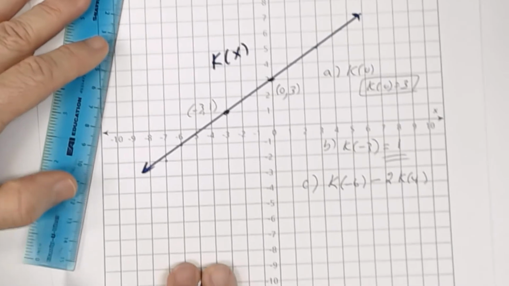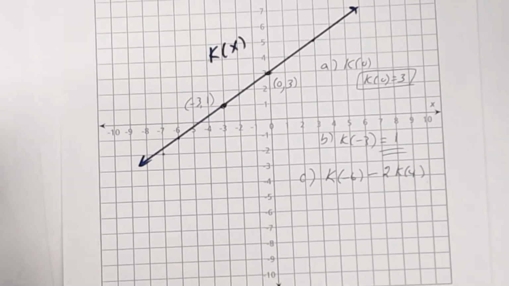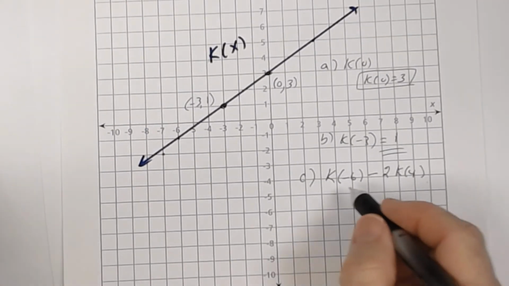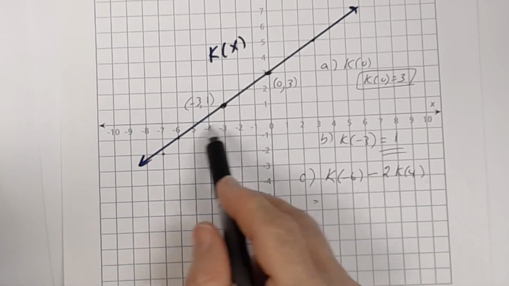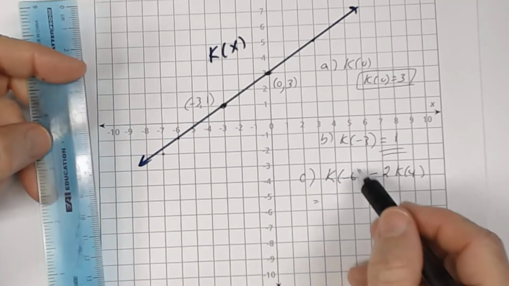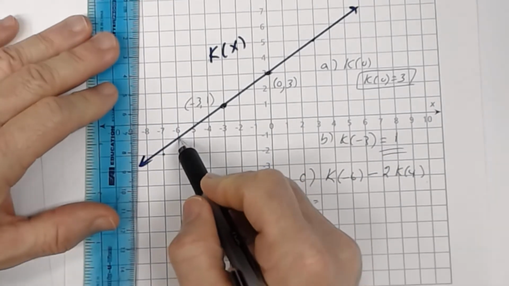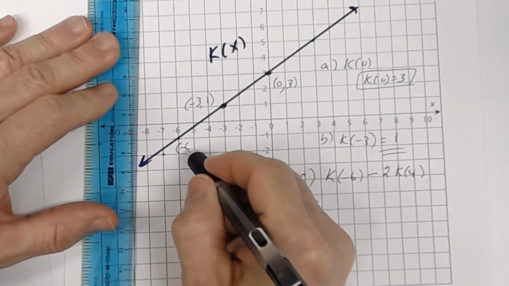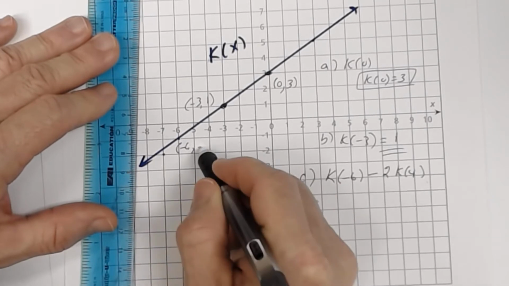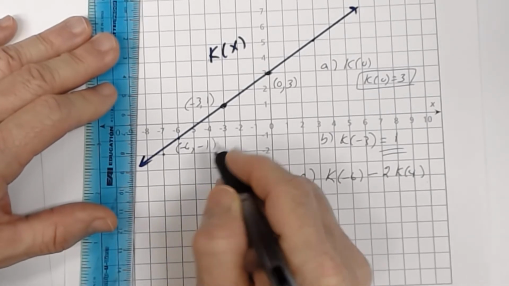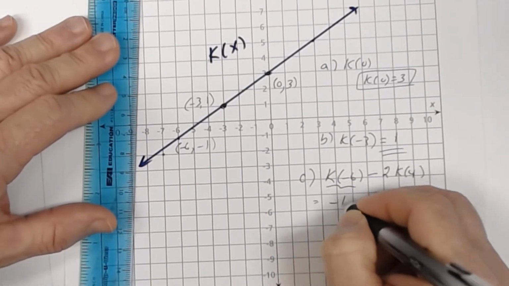So k of negative 6 minus 2 times k of 4. All right, the way I would do that is this. So k of negative 6, so remember, what's the y value when x is negative 6? So that's here. So if you think about this, k of negative 6, my coordinate is negative 6 comma negative 1. So my y value is negative 1. So this is negative 1.